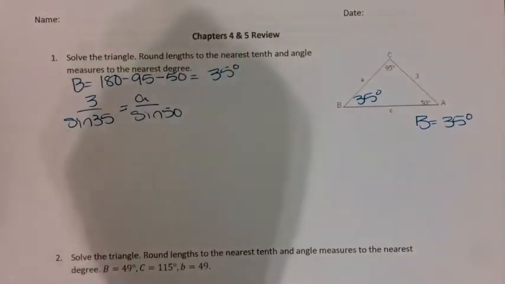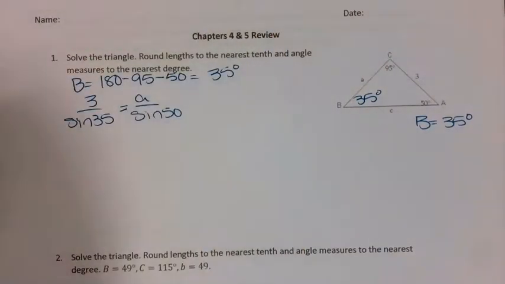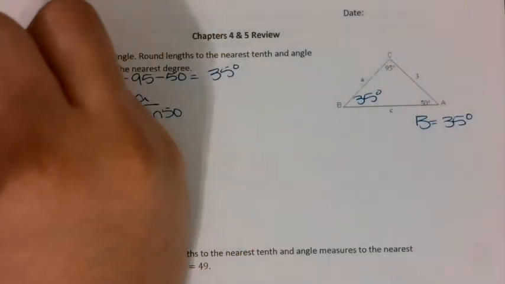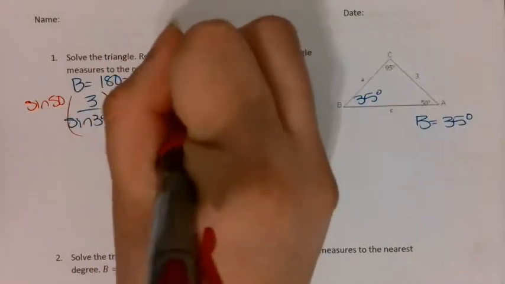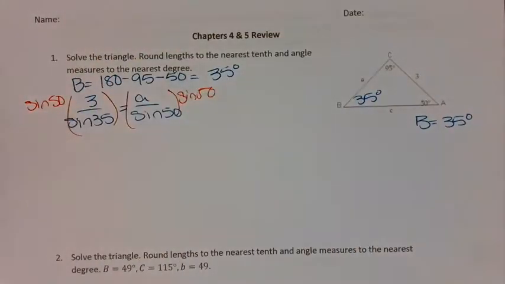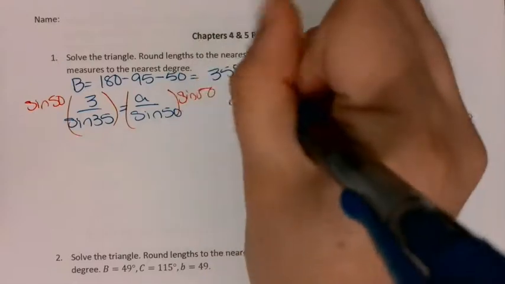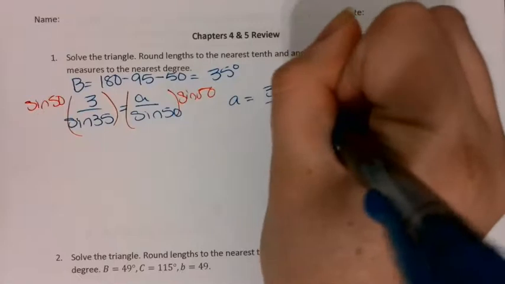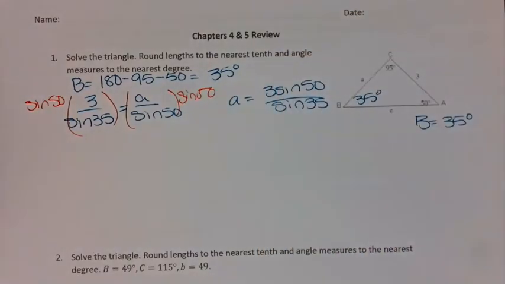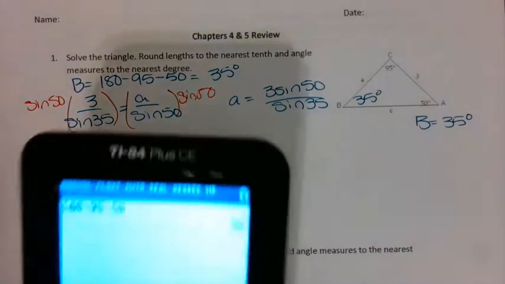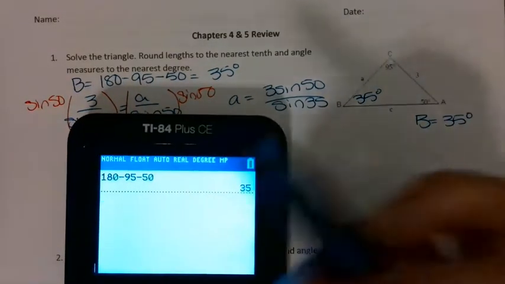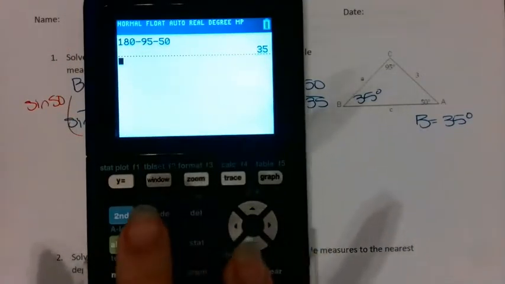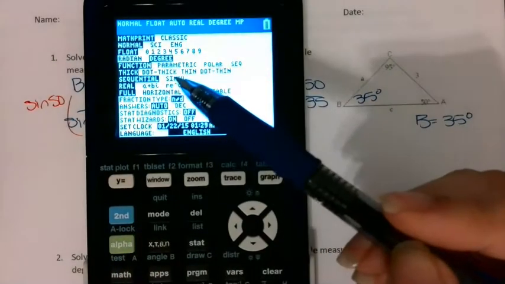What I want to do is multiply both sides by sine 50 so I get it over and I isolate my variable. So this gives me a equals 3 sine 50 over sine 35. Then I want to take that and type it into my calculator. I also want to make sure my calculator is in degrees. If I have a new calculator, it'll say it up here. If I have an old calculator, I go to mode and the word degree will be highlighted.